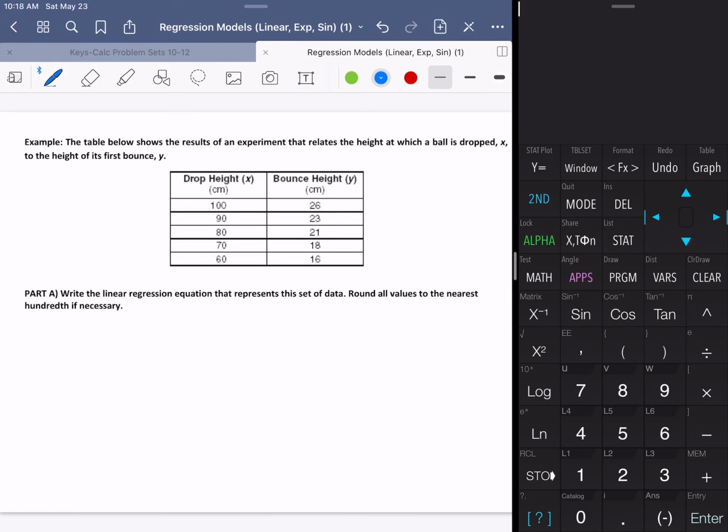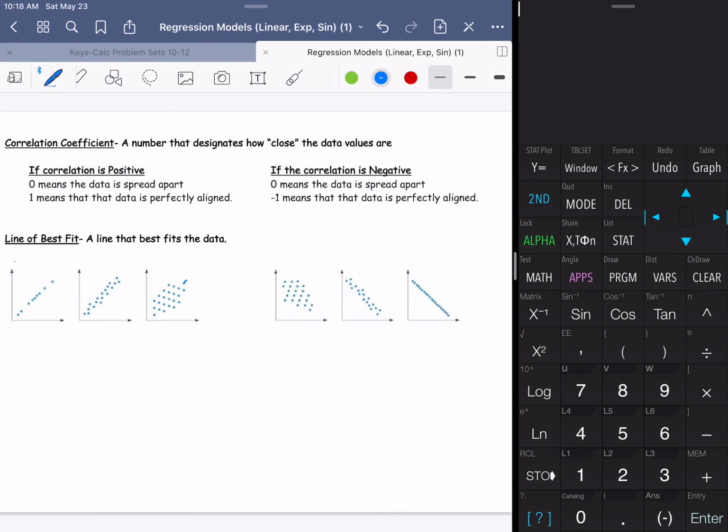So let's first learn about something called a correlation coefficient. A correlation coefficient is a number that designates how close the data values are. If the correlation is positive, like these, going up in a positive direction, the correlation coefficient will be between 0 and 1. 0 means that the data is spread apart, and 1 means that the data is perfectly aligned. If the correlation coefficient is negative, like these, where the data values go down and to the right, then 0 means the data is spread apart, but now -1 means the data is perfectly aligned, but in a negative fashion.